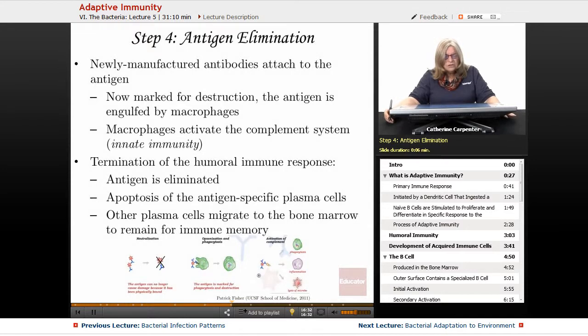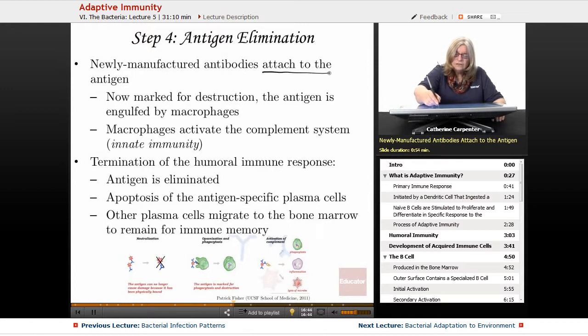Now, elimination of the antigen can be done several ways. One way is by a process called agglutination, where you get clustering of these antibodies that attach to the antigen, and then that actually marks the antigen for destruction. And these immune cells called macrophages come on the scene, and then they eradicate the actual antigen. And these macrophages also activate the complement system.